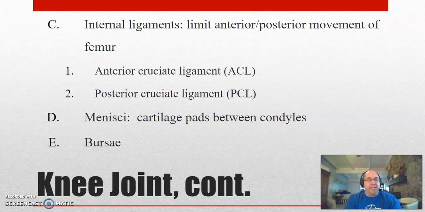All right, the meniscus, of course, we talked about this before. That's just like that pad of fibrocartilage. It's like a shock absorber inside of the knee. Kind of helps to keep it together so that you don't get a lot of wear and tear from jumping. And finally, the bursa. And the bursa are just those little fluid-filled sacs that help to reduce the friction inside of the joint.